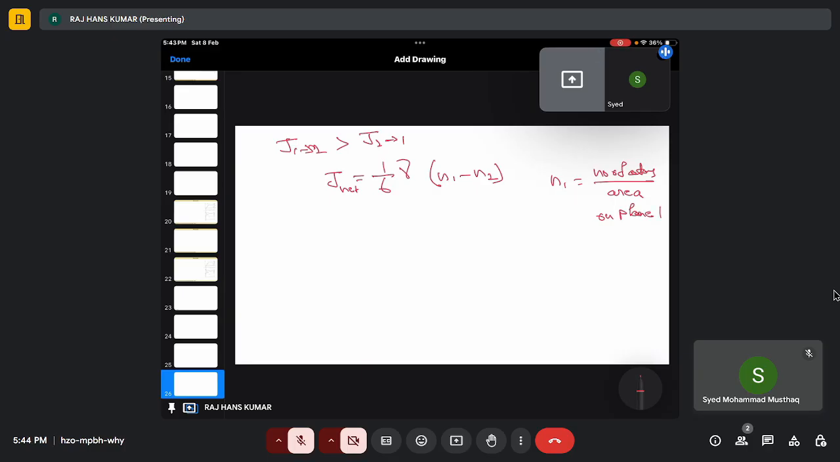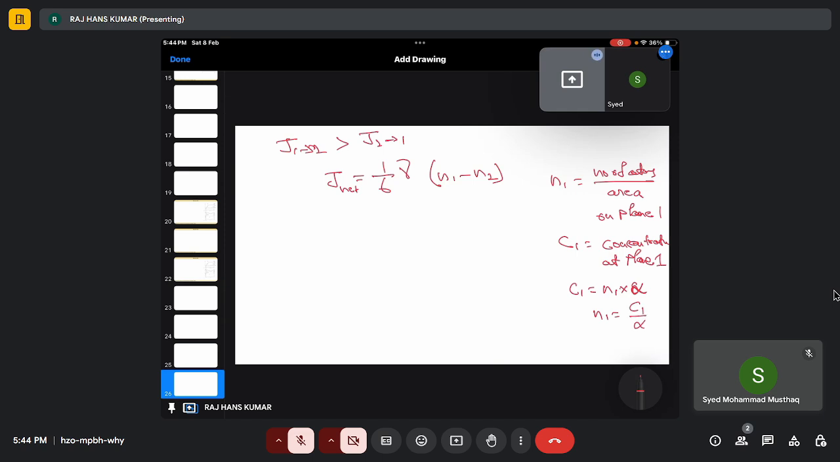Now, we know C1. What is C1? It is the concentration at plane 1, right? So, we know C1 will be equal to N1 times unit distance, right? Now, unit distance here is alpha, my lattice parameter, right? So, N1 will be equal to C1 by alpha.